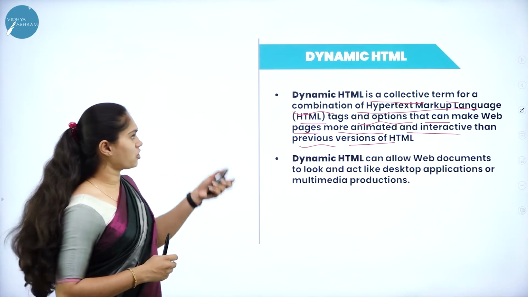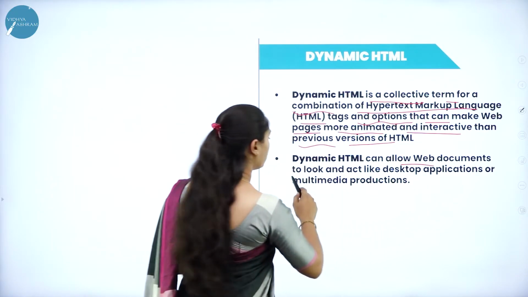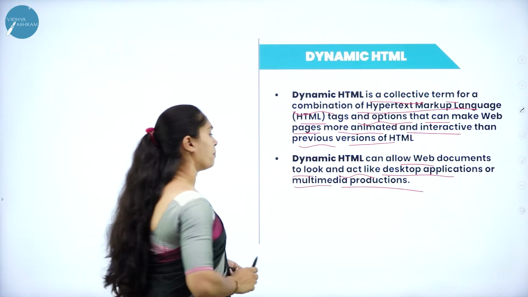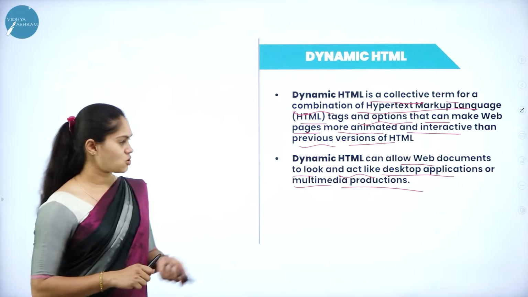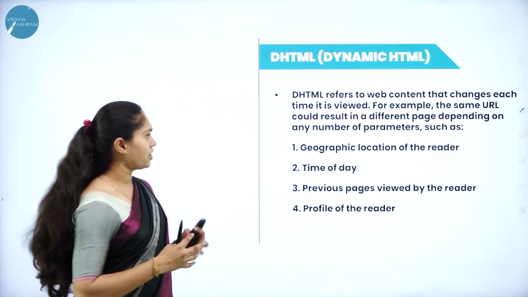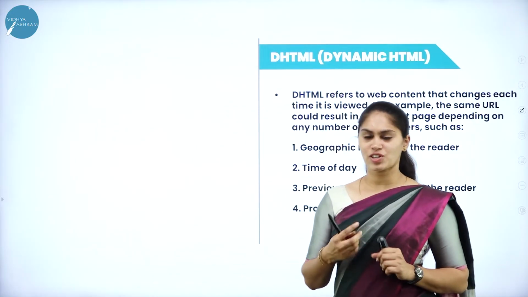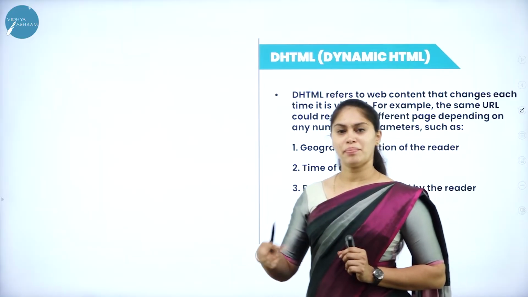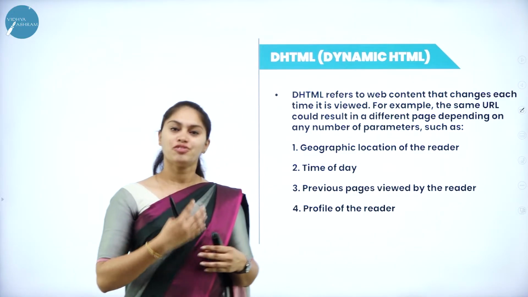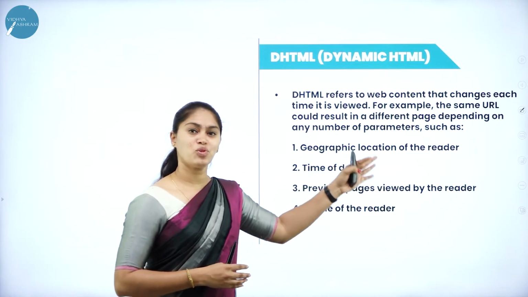For that purpose we have DHTML, and it allows the web document to look like and act like desktop applications or multimedia productions. So it will be more interactive than the static web page. Here DHTML, that is dynamic hypertext markup language, refers to what? If you see that web page again and again, it will not look similar. That means each time it is going to change. It is moving with time.